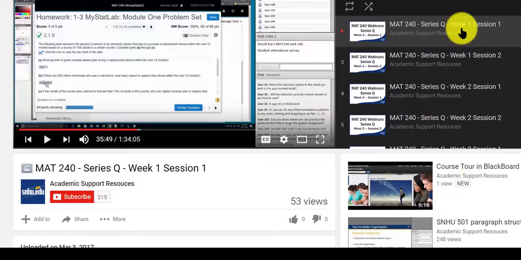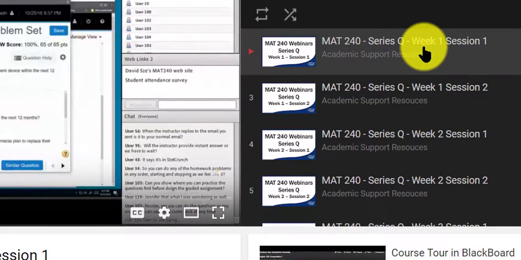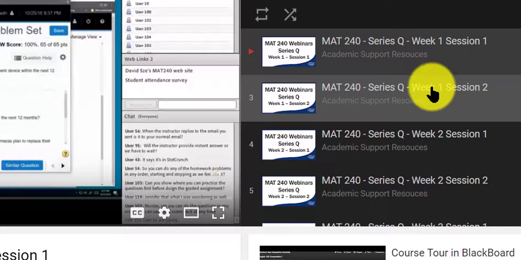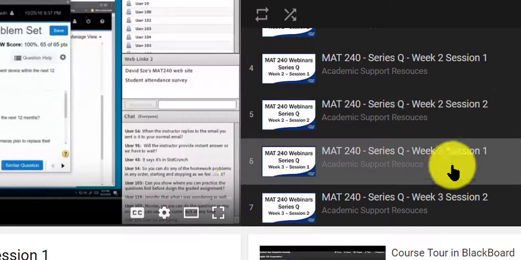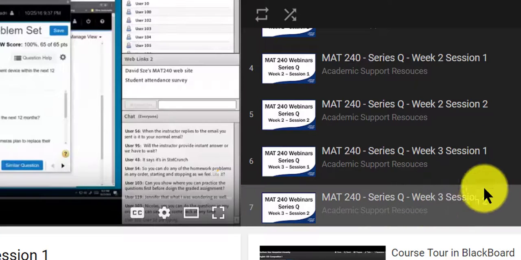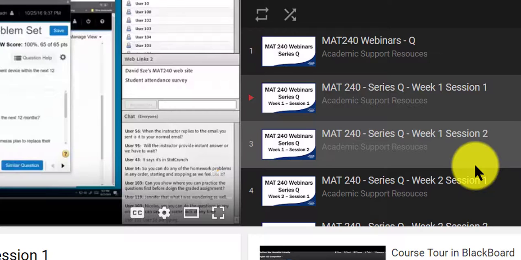Now you'll notice week 1 is broken up into session 1 and session 2. He might complete the first 7 problems in session 1 and the remaining problems in session 2. And you notice all of the weeks, that's how it's broken up: week 2, session 1, week 2, session 2, week 3, session 1, week 3, session 2, and so on. So I think that's a good tool for you to explore as you work through the semester.